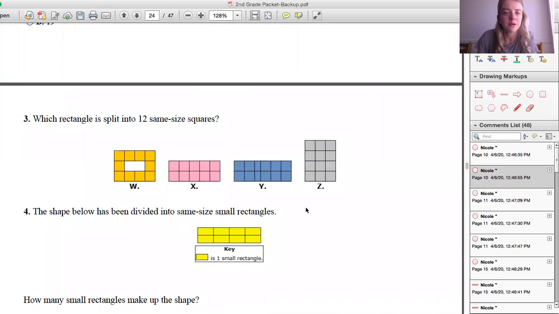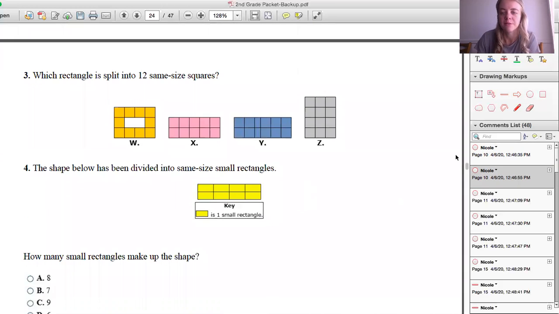Number 3, which rectangle is split into 12 same size squares? We know W won't work because there's emptiness in the center. We know Y wouldn't work. X and Z both could work because they're both same size squares, but we need to figure out how many are in each. So by doing that, we're going to label each side again. 1, 2, 3, 4, 5. 1, 2. 1, 2, 3. And 1, 2, 3, 4.